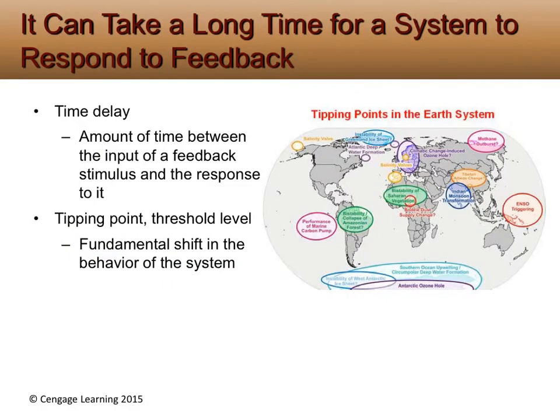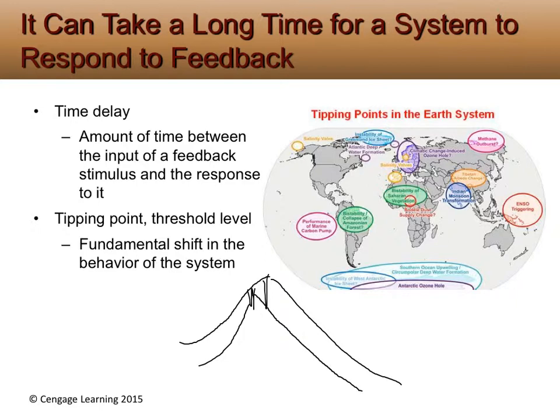Time delay is the amount of time between the input of a feedback stimulus and a response to it. A classical example is the predator-prey relationship. What happens if we have a coyote and a rabbit? The rabbit population goes up. Then the coyote population is going to go up, but there's a little time delay in between, and that's called a lag time. Then, as the rabbit population goes down because all the coyotes are eating them, there will be a little lag time or delay time, and then the coyote population will follow. We'll talk about that when we do climate change too.